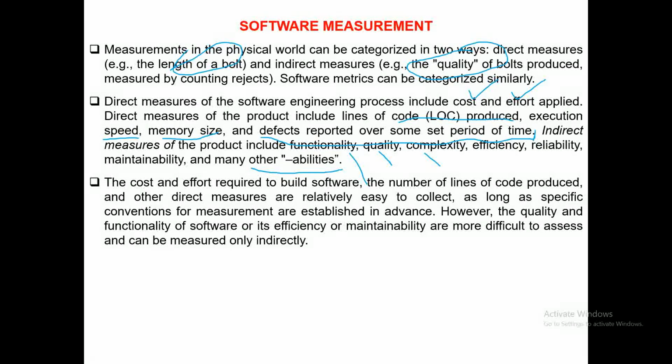You can simply count the number of lines. Other direct measures are very easy to collect, as long as specific conventions for measurement are established in advance. However, the quality and functionality of software, or efficiency, are very difficult to measure or are derived indirectly. It is self-explanatory. Is the difference between direct and indirect measures clear? Direct measures can be counted, exclusively specified. Indirect measures can be inferred.